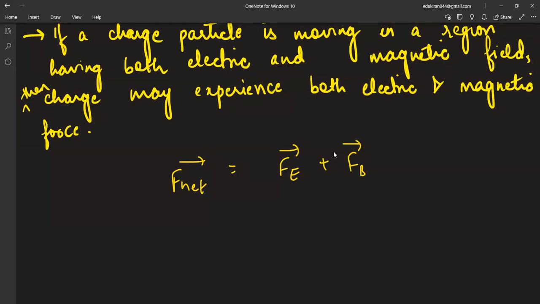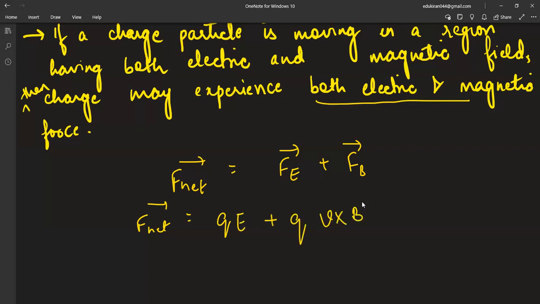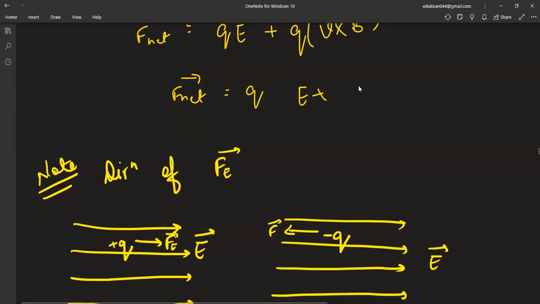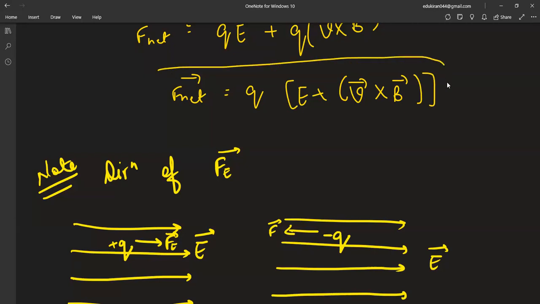So be careful with the questions. If the question mentions clearly that a charge Q is moving with a certain velocity in a magnetic field with an electric field of this much, or present in a region containing both electric and magnetic field, that means you have to apply both the formulas. You have to add both of them, QE plus QV cross B. From here, you can take Q common. So what we are left with is E plus V cross B. This is the formula. This we call the Lorentz force. When Lorentz force is mentioned, we have to use this.